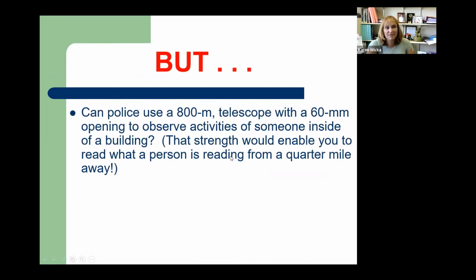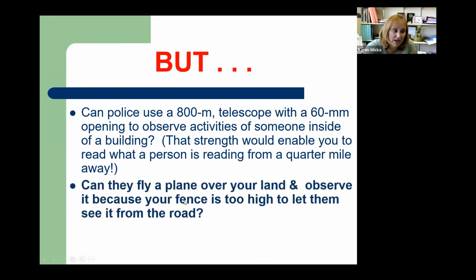Okay, but what about this? Can police use an 800-meter telescope with a 60-millimeter opening to observe activities from someone inside a building? So that is the strength that would allow you to read something that the person was holding from a quarter mile away. So think back, is that allowing the police to see and hear things that a normal person would not see and hear? The answer is yes. So that is a search, okay?